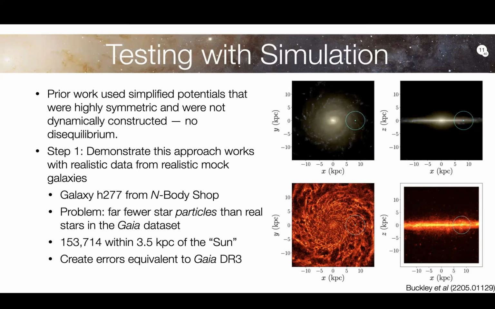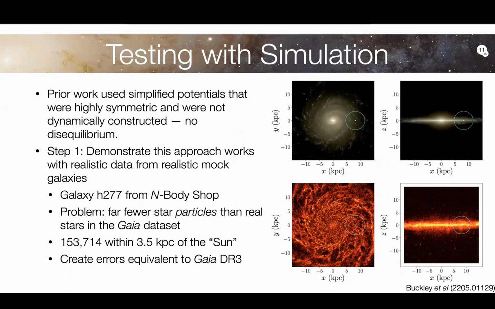So we took a galaxy from the N-body shop, h277. This is what the galaxy looks like from above. We dropped a kind of fake sun right there. This circle is 4 kiloparsecs. That's what we're going to take as the observational range of Gaia that we can see. I'll return to that when I get to the real data.